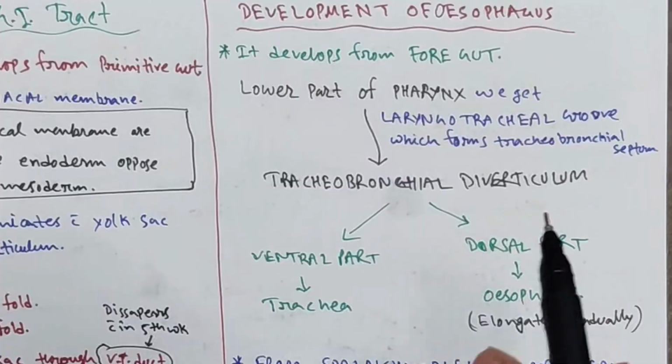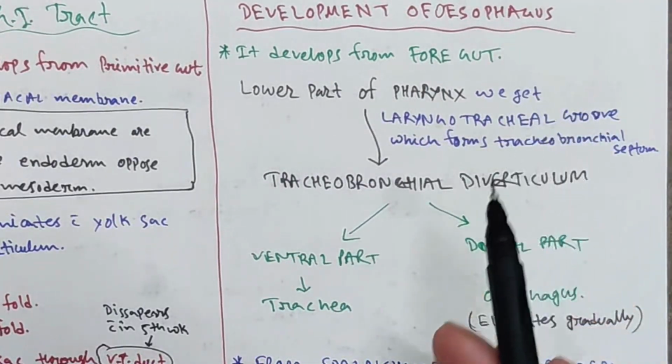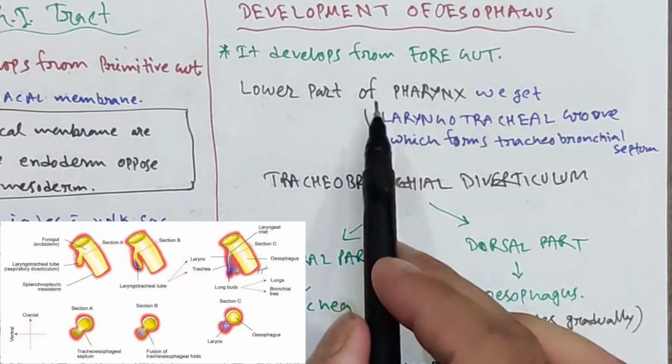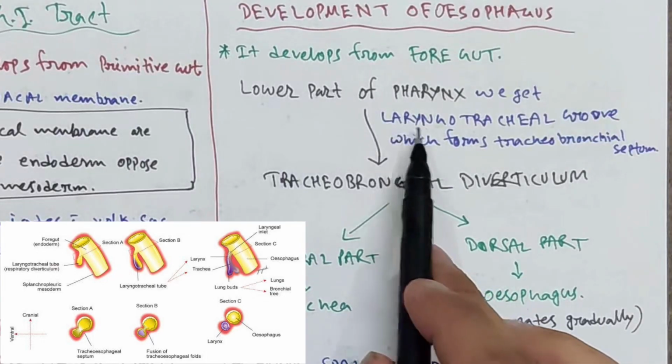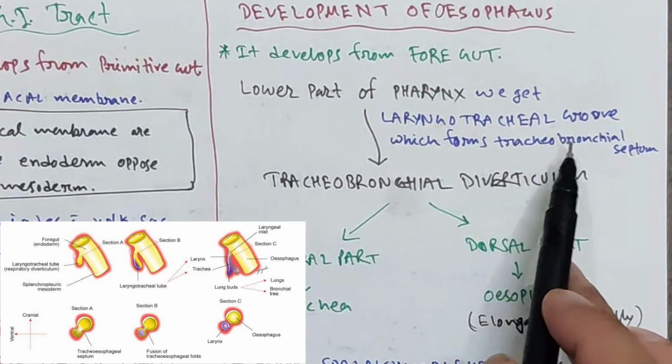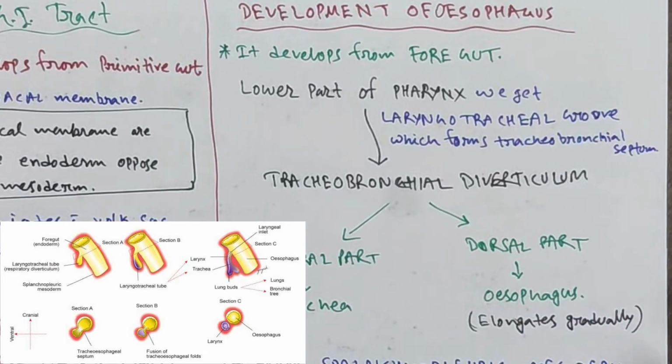Now, step by step, you have to understand how the esophagus develops. It develops from the foregut. In the lower part of the pharynx we get the laryngotracheal groove, which I will talk about later in the lungs chapter, not here. This laryngotracheal groove forms the tracheobronchial septum. What is this? I will also talk about it in the lungs chapter, not here.